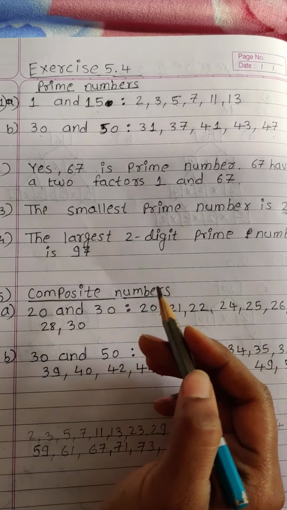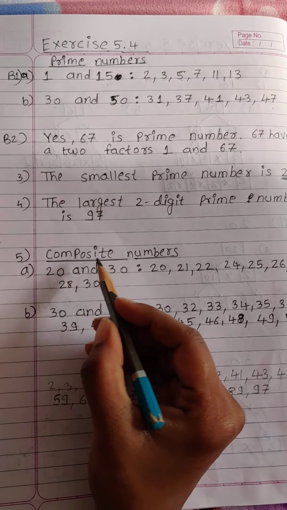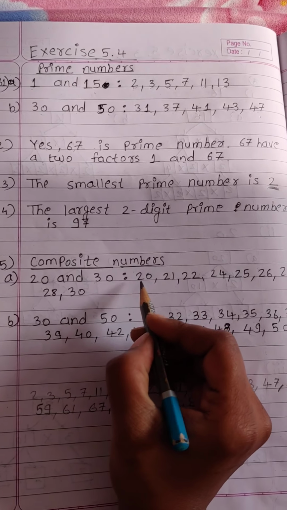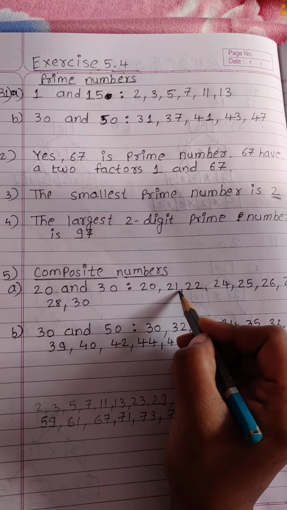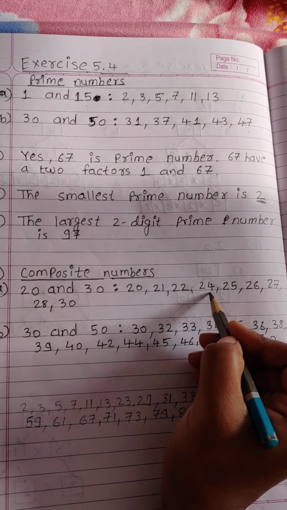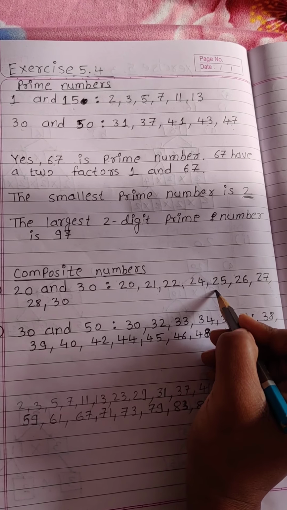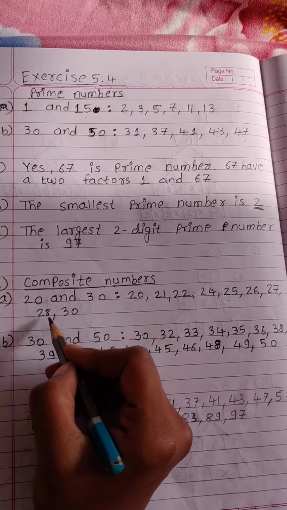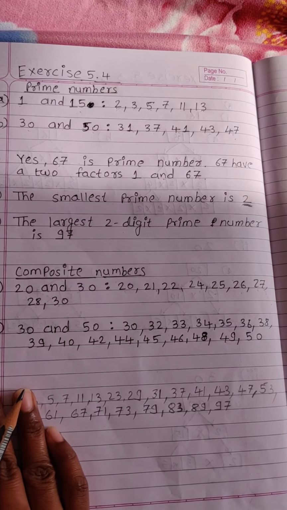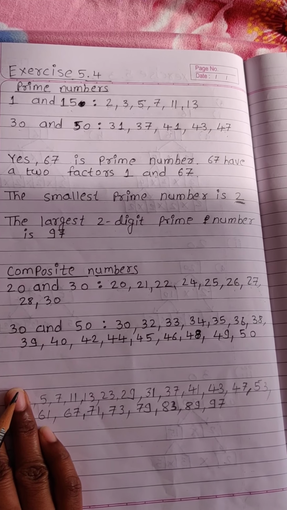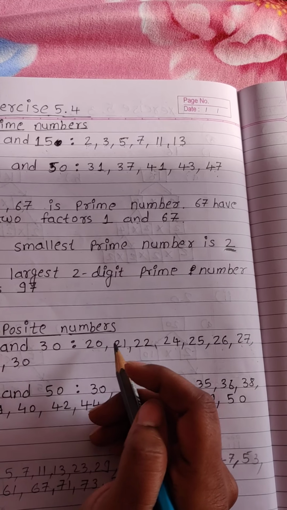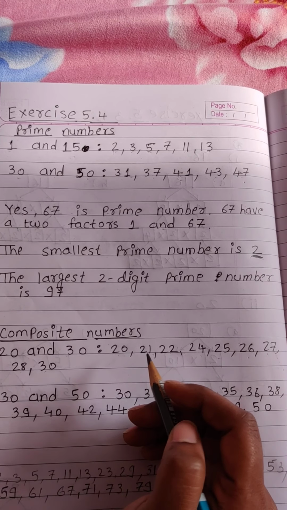Now look, which are the composite numbers between 20 and 30? 20, 21, 22, 24, 25, 26, 27, 28 and 30. These are the composite numbers. Why are these composite numbers? Because they have more than 2 factors.